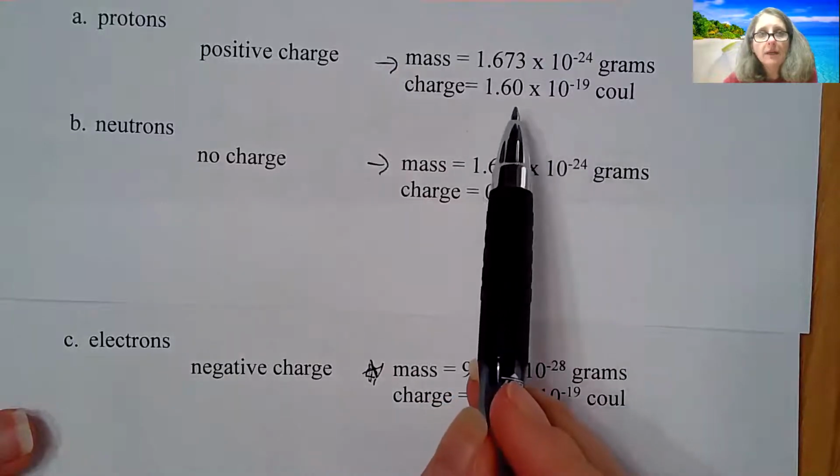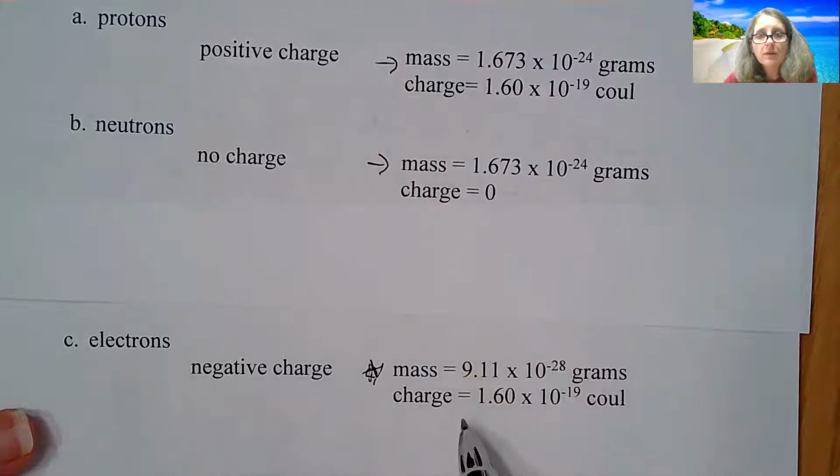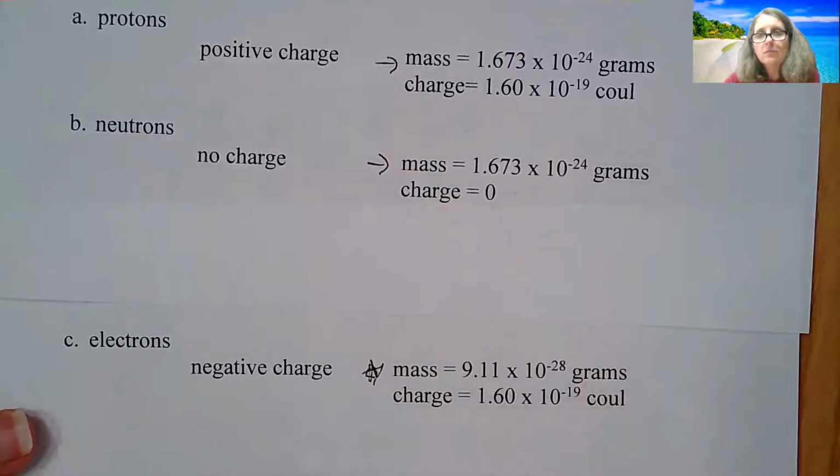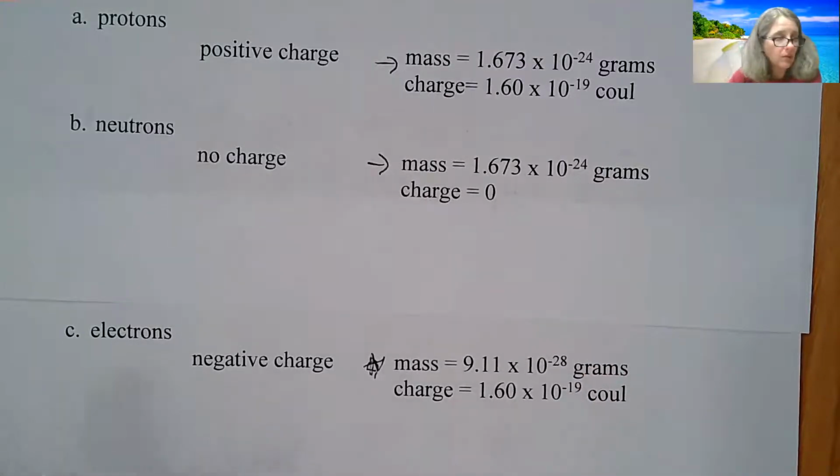The other thing I want you to recognize is protons are positive, electrons are negative. They have the same amount of charge, called a coulomb. We will talk about that later on. But again, these numbers are not something you need to memorize or know. I'm just showing you the numbers to show you what the relationships happen to be.